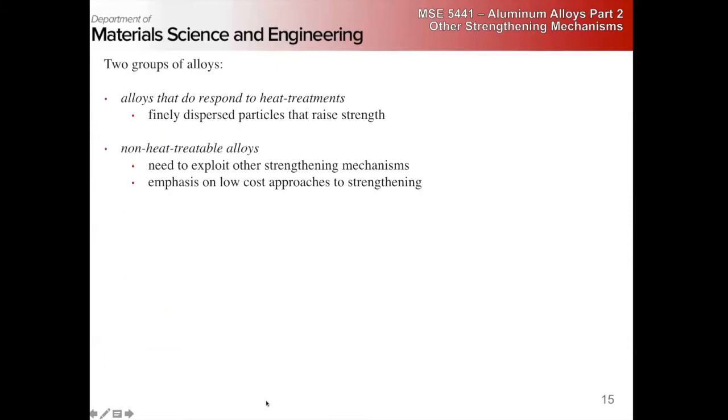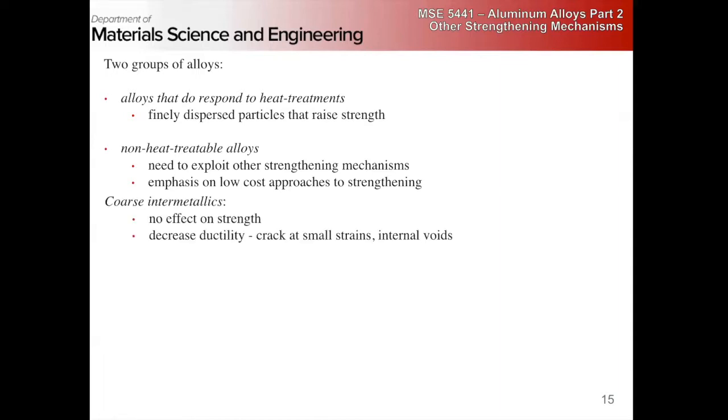So we'll break it up into essentially two groups. We have the alloys that respond to heat treatments, our age hardening alloys, right? And our goal is to get finely dispersed particles at great strength. And the non-heat-treatable alloys, right? So we want to exploit other strengthening mechanisms, and we want the emphasis to be on low-cost approaches to strengthening. Coarse intermetallics tend not to have a big effect on strength.